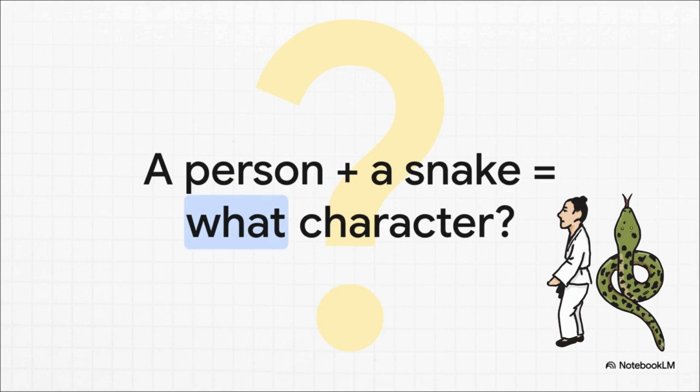On the left, you've clearly got a person, and on the right, a snake. Now, imagine ancient people mash these two ideas together to make a single character. Any idea what it could possibly be? Go on, take a guess.